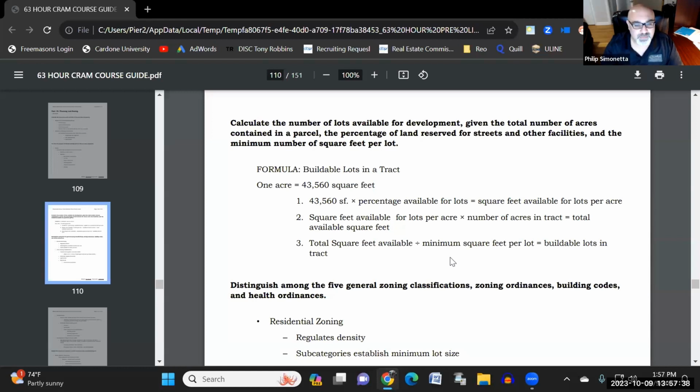We did a sample problem like this before, right? And it broke it down to so many lots per tract, right?